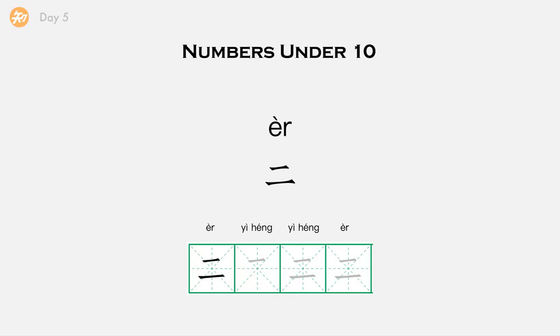The next one is number 2. It's called 二 in Chinese. 2 strokes of 横 make the word 二 in Chinese. Read after me. 二. One more time. 二.